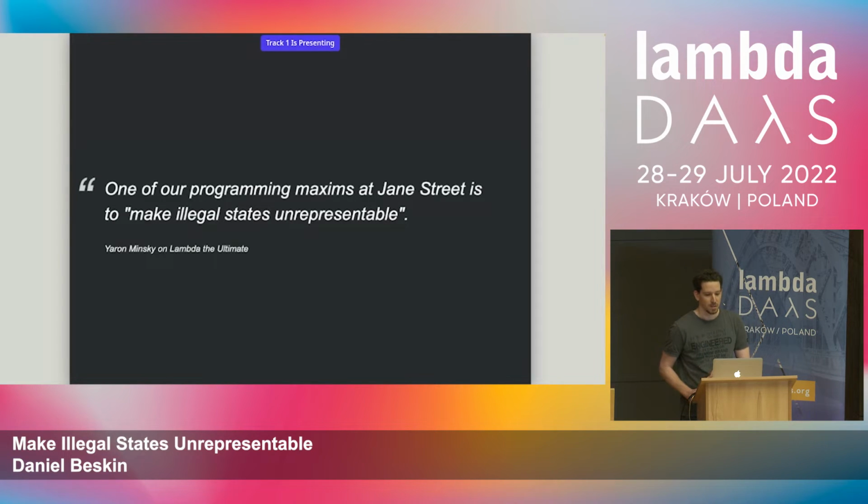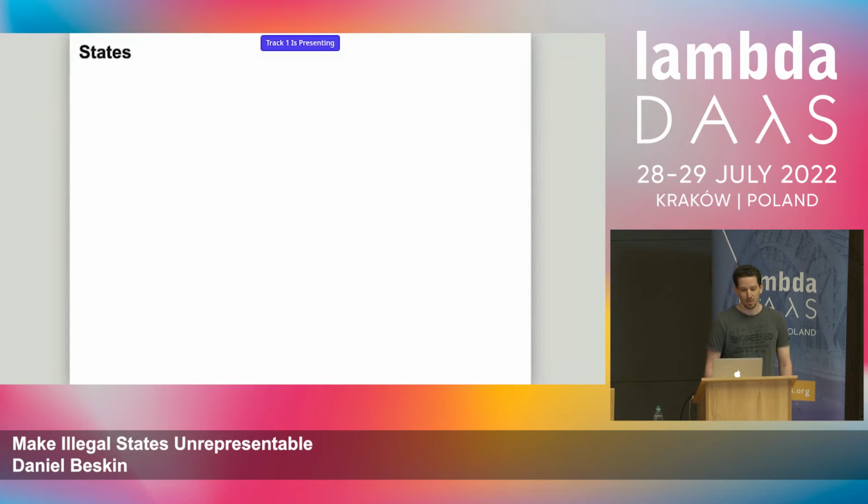As far as I know, this quote was created in the context of working on a financial system. Yaron Minsky was working at Jane Street. I can imagine that making illegal states unrepresentable in a financial system is very important, because you probably don't want to lose transactions or money or whatever. So let's dive in and figure out what it means that an illegal state is unrepresentable, and how we define it.